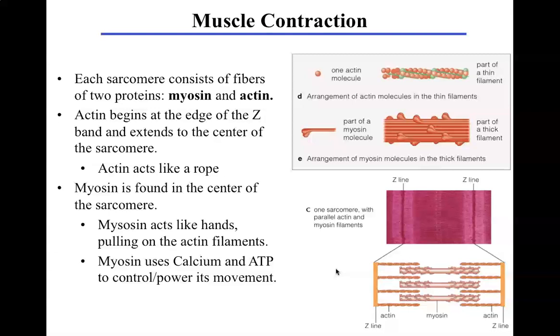And know that calcium and ATP help control myosin. You're going to see more of that in future slides. But calcium helps the myosin attach to the actin, and then ATP is going to help provide the power or the energy for loading the spring-loaded myosin heads, which are the source of the movement in the sarcomere. So we'll talk about this in more detail in the future.